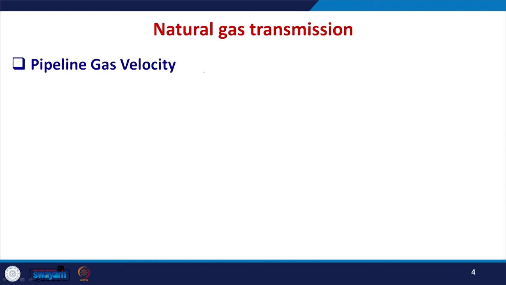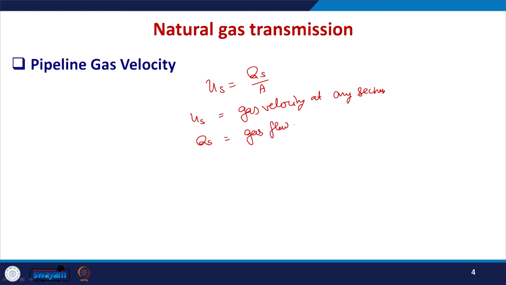Now, the gas velocity in a pipeline can be obtained by Us is equal to Qs upon A, where Us is equal to gas velocity at any section, Qs is equal to gas flow rate at any section, and A is equal to cross sectional area.